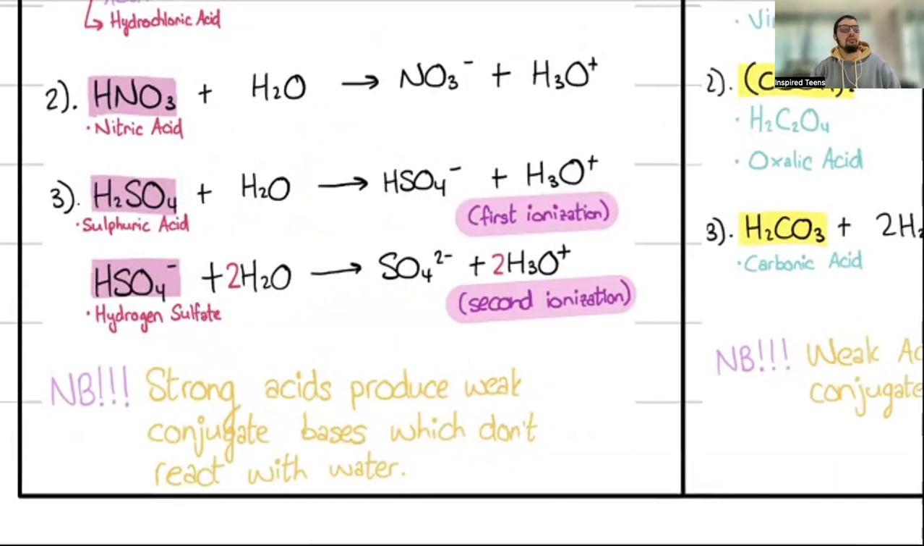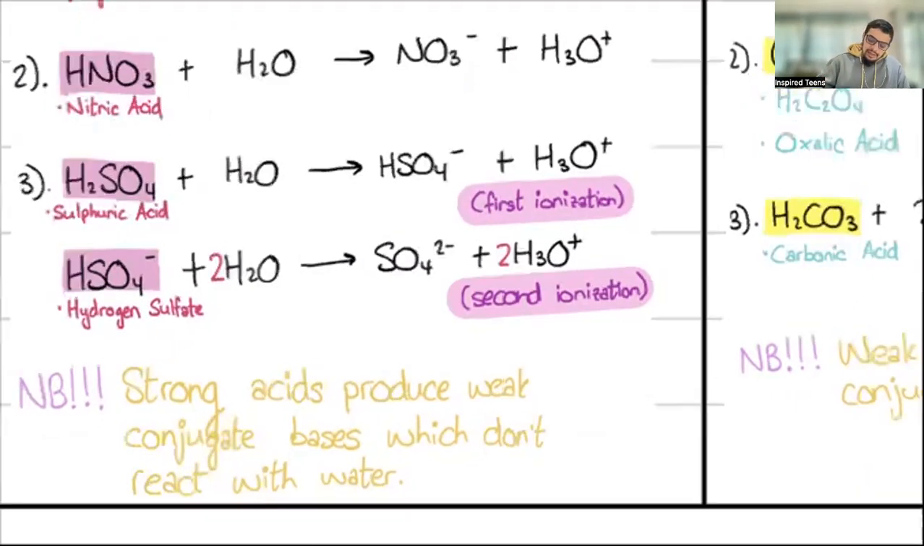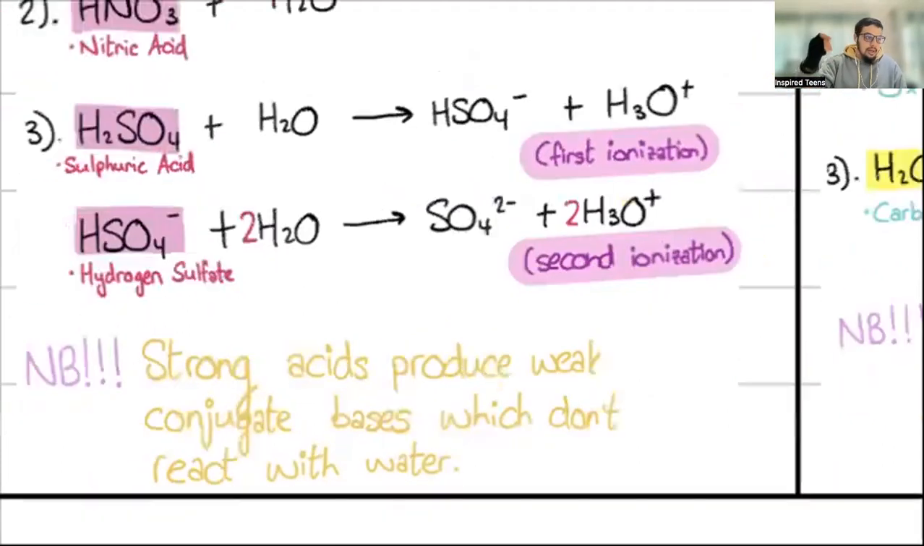H2SO4 is ionized the first time to form HSO4 minus. HSO4 minus still has one more hydrogen to donate, so it undergoes another ionization reaction to form SO4 2 minus and hydronium. And of course, SO4 2 minus has no more hydrogen, so it stops at the second ionization. Now, of course, this reaction can actually be represented in one reaction.